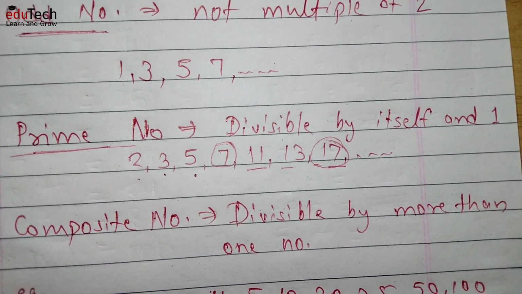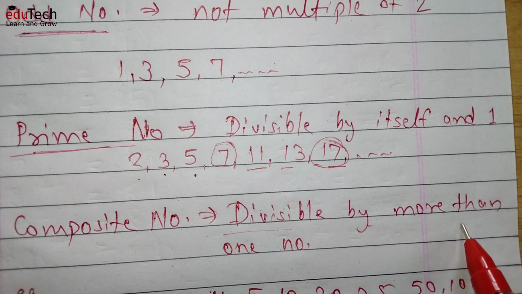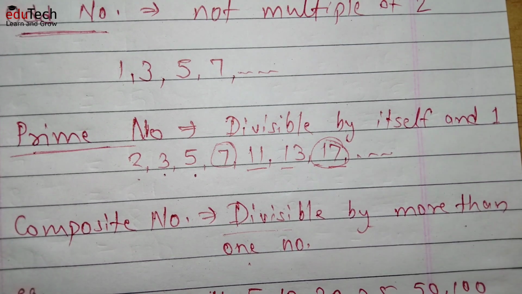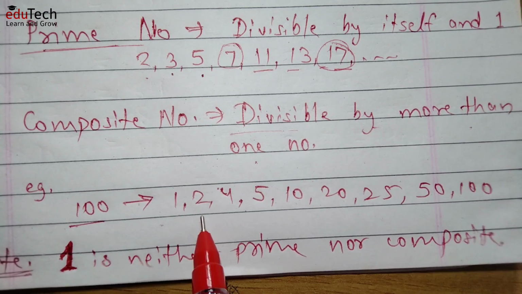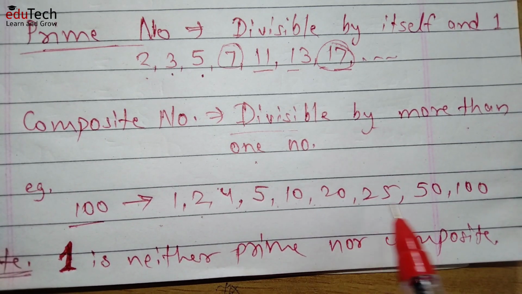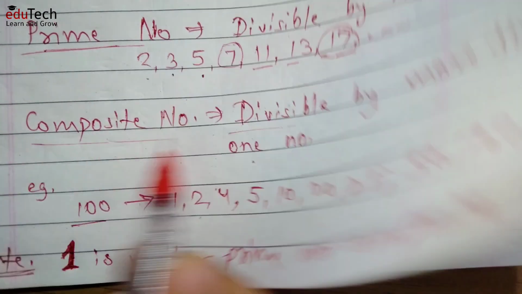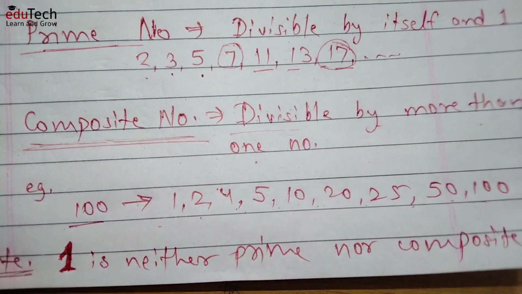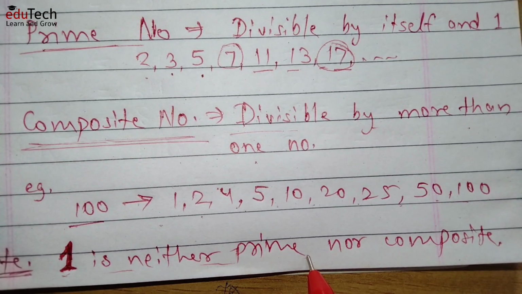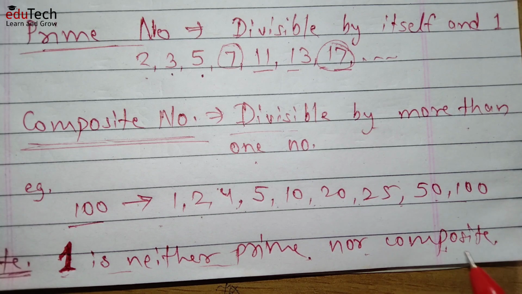Last one is composite number. Composite number is divisible by more than one number. Like 100. 100 can be divided by 1, 2, 4, 5, 10, 20, 25, 50, 100. These all are what? Composite number. Note, okay, one is neither prime number nor composite number.